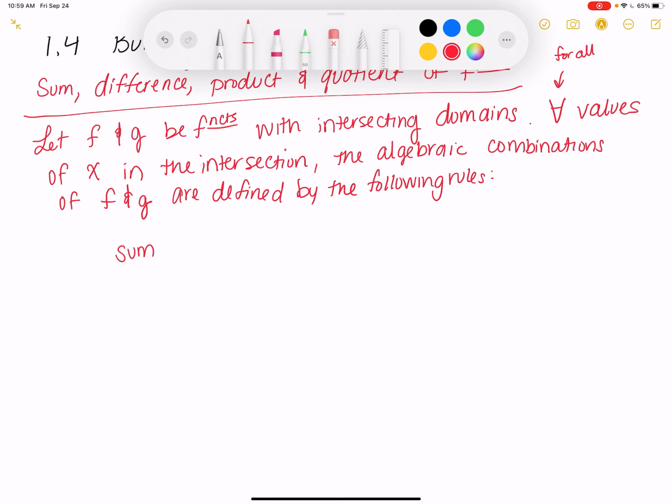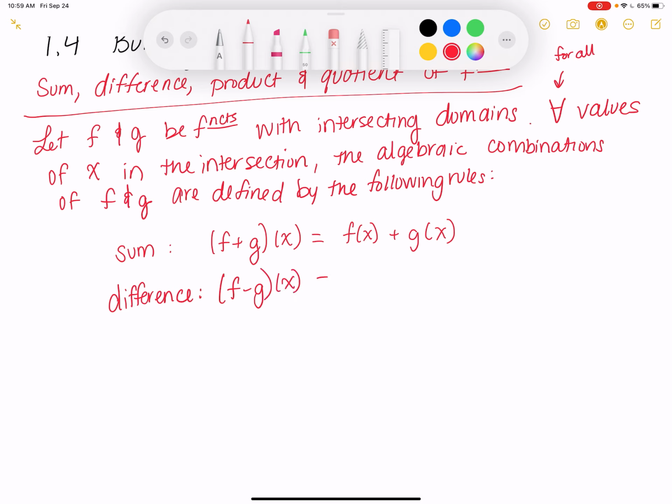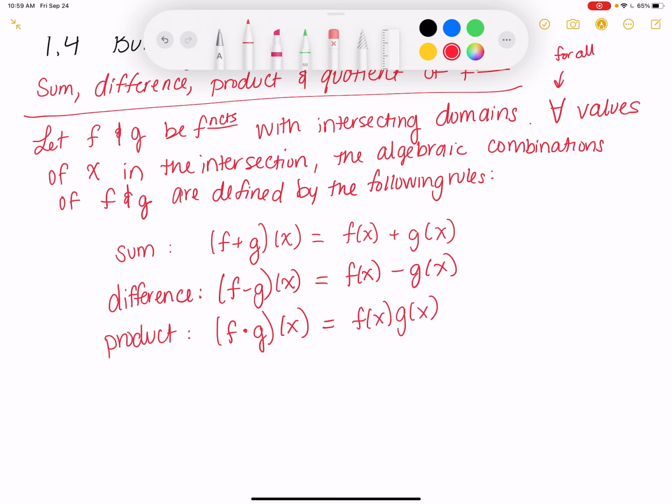So I'm going to do it for each one. So for sum, f plus g of x is equal to f of x plus g of x. For the difference, f minus g of x is equal to f of x minus g of x. For the product, f times g of x is equal to f of x, g of x.